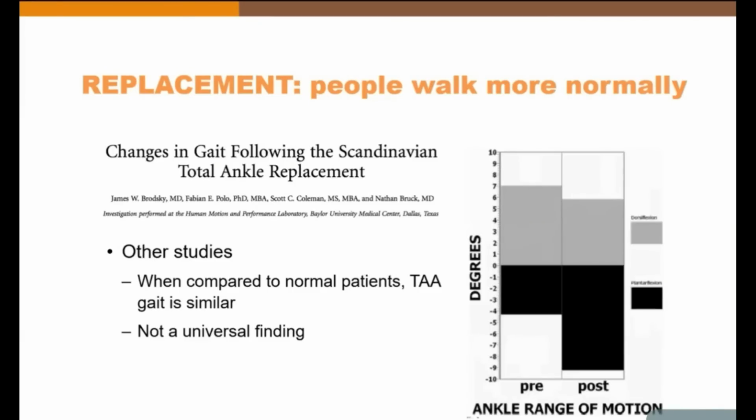As we talked about, there are studies that show that people can walk more normally following an ankle replacement, that show that gait after a total ankle arthroplasty is similar to normal patients. It should be noted this isn't a universal finding. And again, as we mentioned, an ankle replacement is extremely unlikely to give someone quote unquote normal range of motion of their ankle, but the goal is improved range of motion.